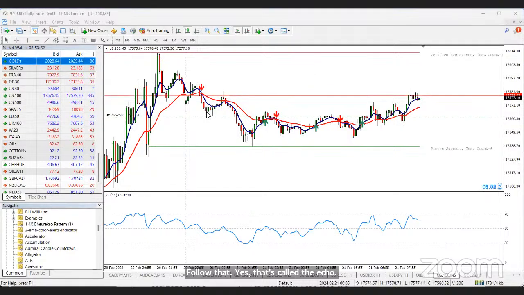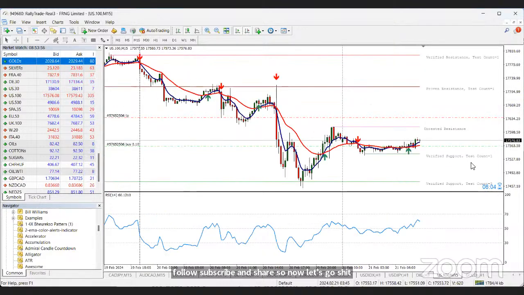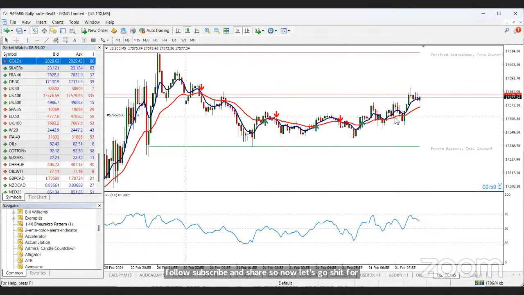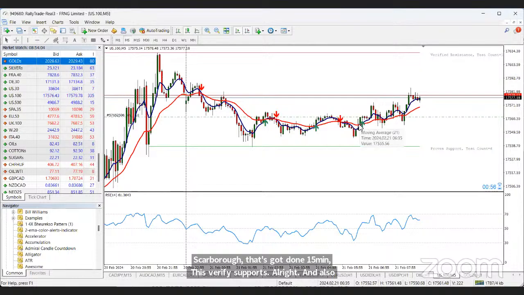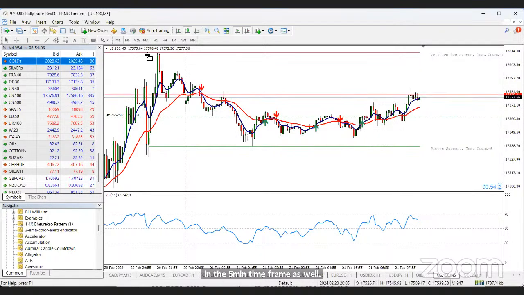So now let's go straight for our scalpers. Let's look at it on the 15 minutes time frame. We can see that it has bounced off this verified support. All right, and also on the 5 minutes time frame as well, we can see that there's a signal for a buy here. So yes, for my scalpers, let's go.